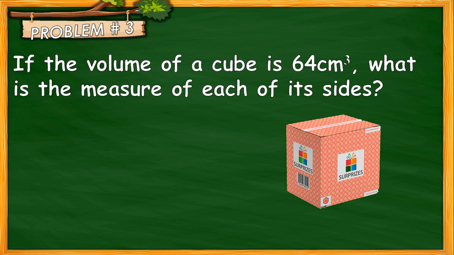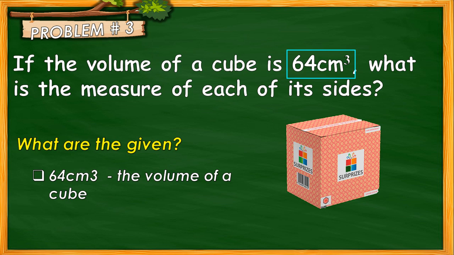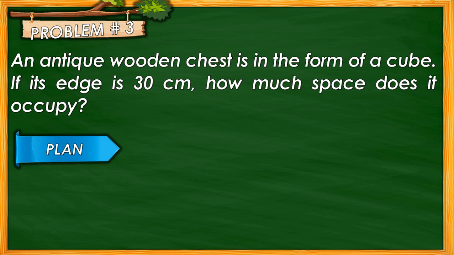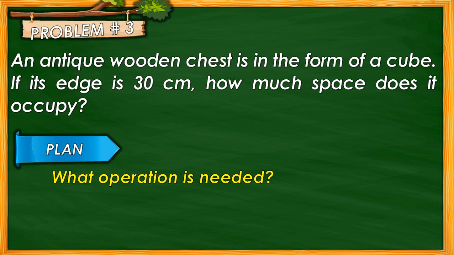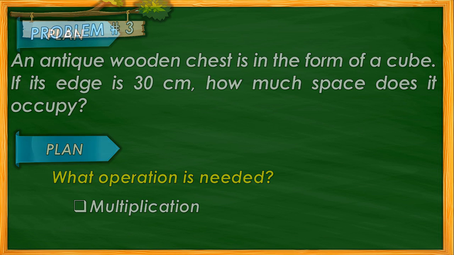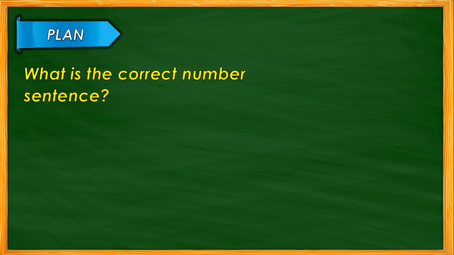Then what would be the given? The given is 64 cubic centimeters, the volume of the cube. So this should be the visual illustration. We're going to find the side, and then we're going to plan what operation is needed. It should be multiplication, and then we're going to plan what is the correct number sentence.